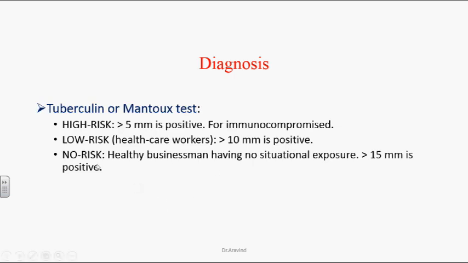And people who have no risk will have more than 15 millimeters of induration. That means they have a very good delayed type hypersensitivity immune response. More risky people are those with 5 millimeters or more. They are high risk people. That means their immune system is weak, so the induration is much less around the intradermal injected site.